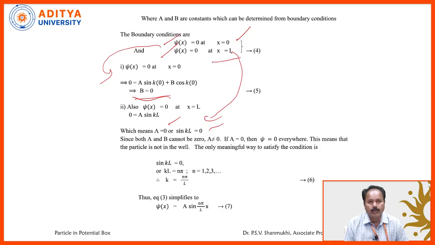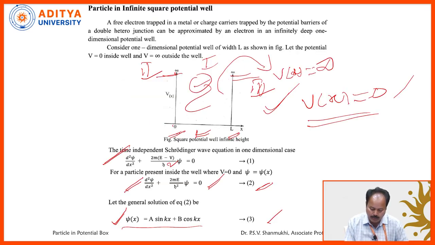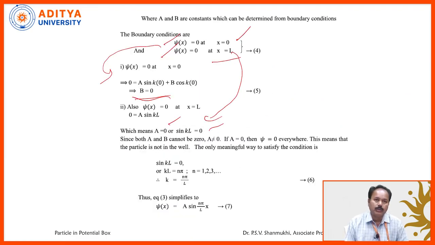A should not be 0. Why? Because already in our assumed solution, B is 0. That's why you should not take A as 0. A should be a non-zero value. That's why sin kL is equal to 0 we get. Sin kL is equal to 0 means, what do you get here? kL is equal to n pi.